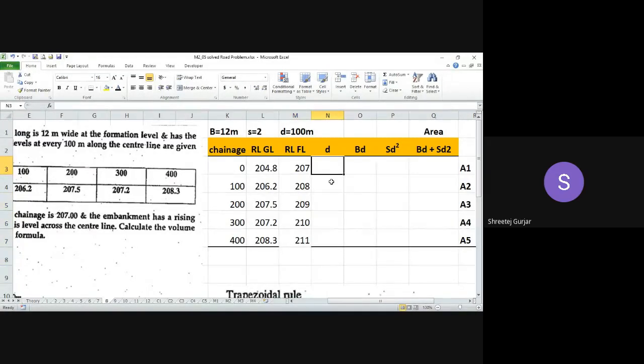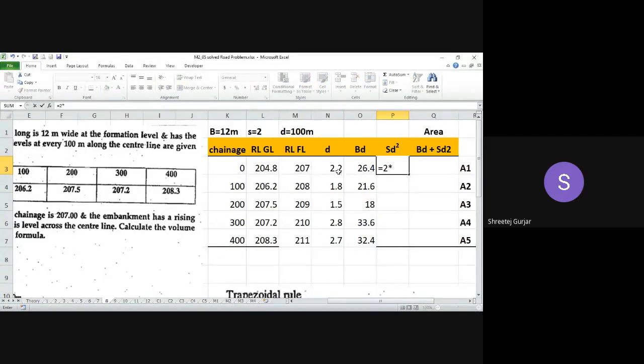Okay, so what will be the depth now? Depth will be equal to formation level minus ground level. Same thing. So we have found out depths, all are positive, no problem. Then BD, where B is 12, into depth. BD we have found out. Now SD squared, where S is 2, so 2 into D squared.